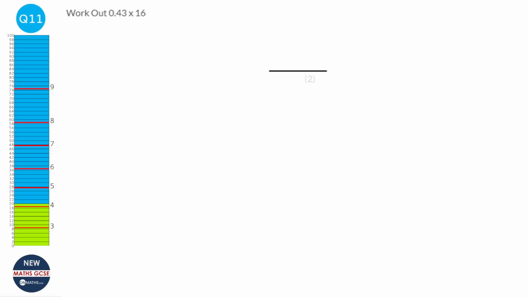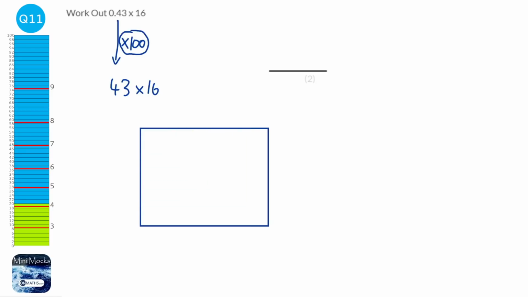Instead of doing 0.43 times 16, what I'm going to do is I'm going to do 43 times 16. So I'm just going to get rid of the decimal and just change it to 43. But I've got to remember what I've done. So how have I managed to do that? Well, I've times it by 100, and that'll be important at the end. And to do 43 times 16, there are loads and loads of different methods. Just pick whichever method you enjoy doing or that you find easiest.